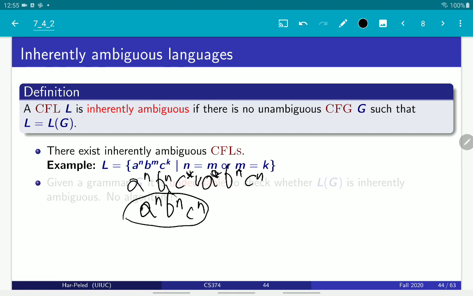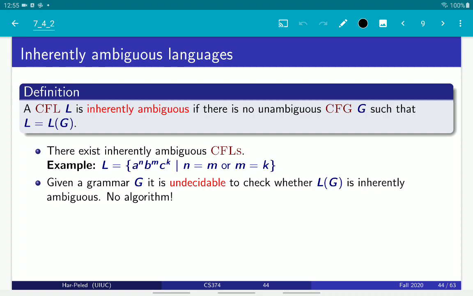It turns out that one can prove for this specific language that every grammar for it must be ambiguous, inherently, because a^n b^n c^n is not a context-free language. If you could somehow make it unambiguous, this would imply that this language must be a context-free language, but we know that it isn't. That's the intuition of what's going on.